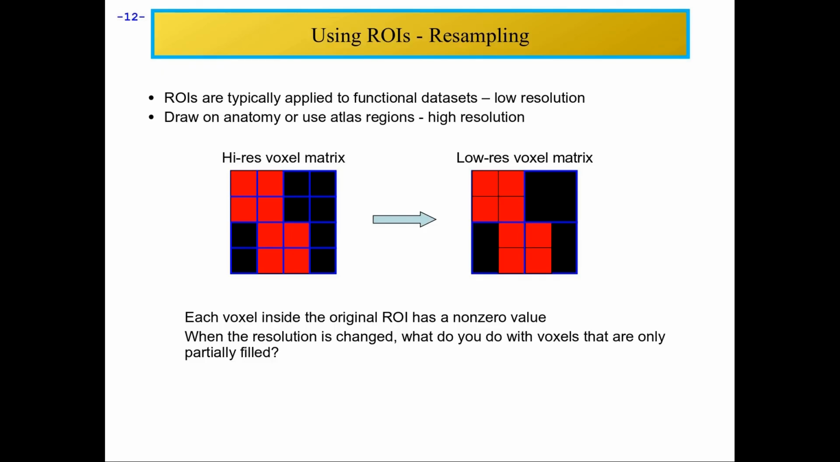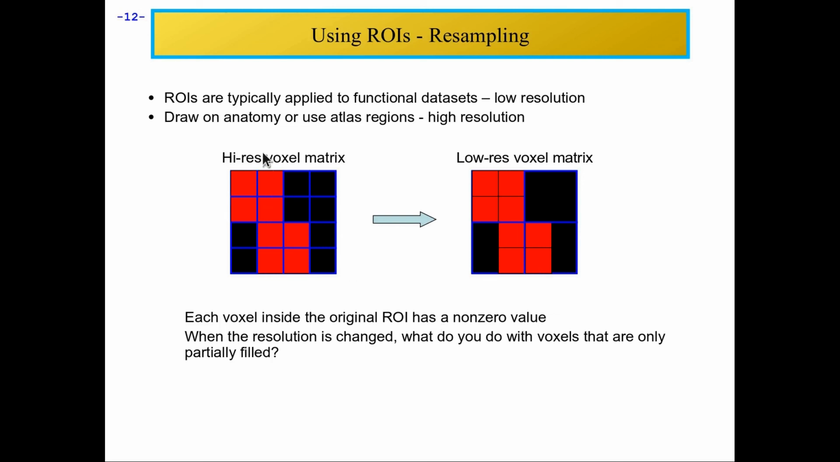Okay, so once you've generated an ROI, usually if you've drawn them, you draw them on the anatomy that has high resolution, but we're almost always dealing with EPI BOLD data, and that has low resolution. So we have to go from this high resolution matrix to a low resolution voxel matrix. So how can we do that? What do we do here?